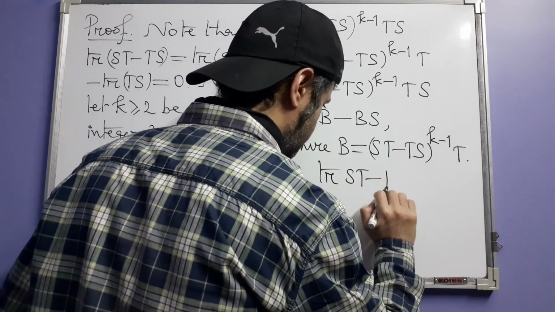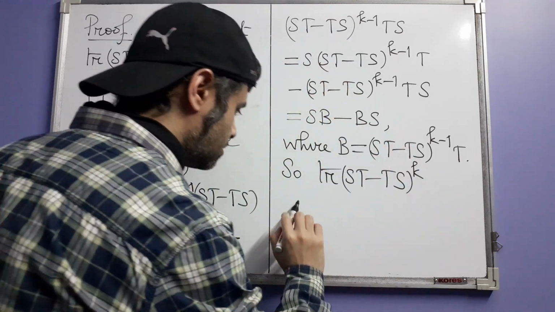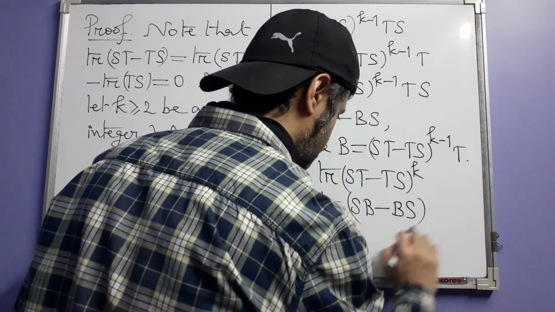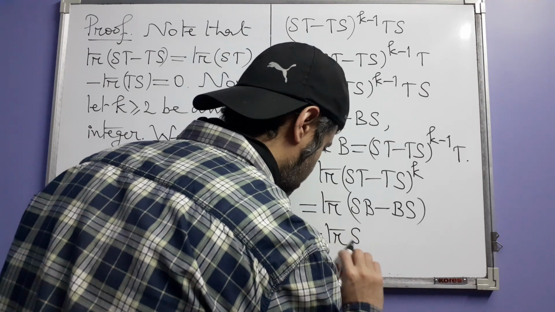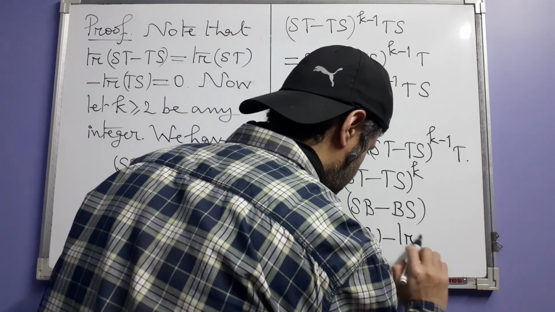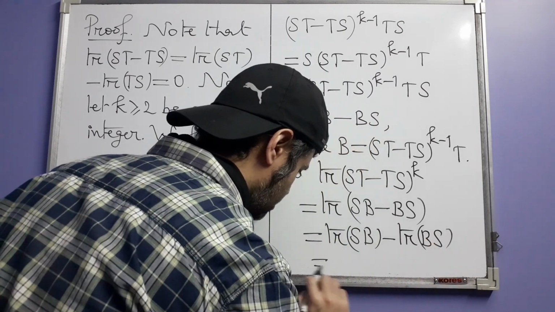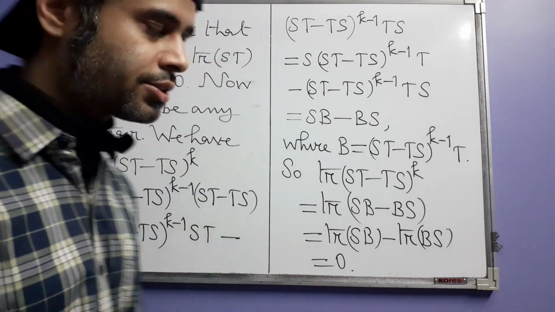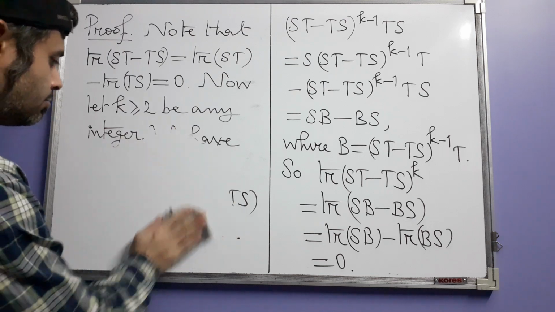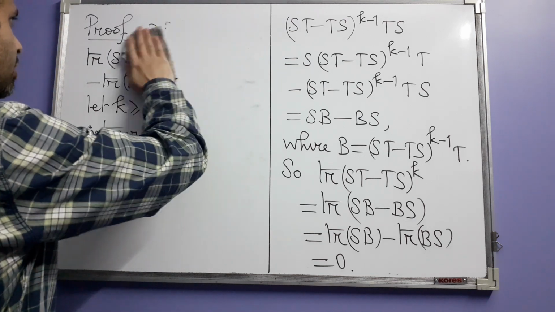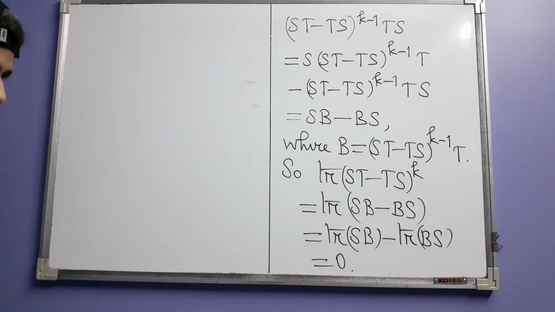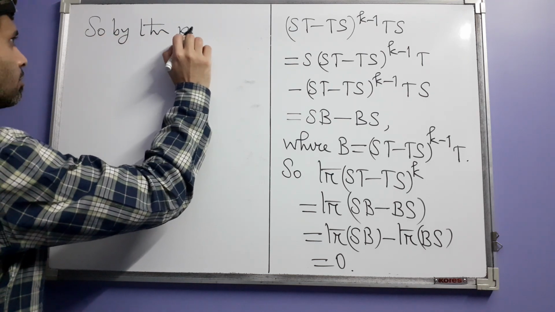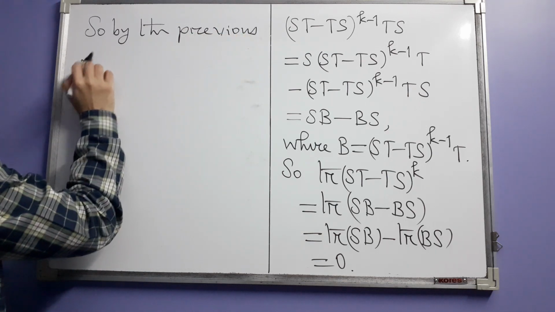So trace of this is equal to trace of SB minus BS, which is trace of SB minus trace of BS, and that's equal to 0. So we have actually proved that the trace of any positive integral power of ST minus TS is equal to 0. And that is why by the previous lemma, ST minus TS is nilpotent.